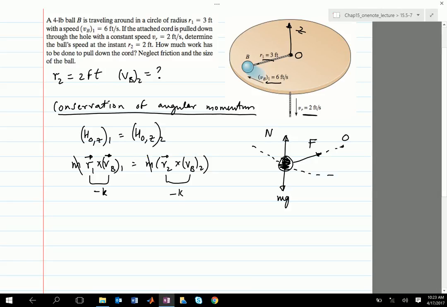So mass cancels. r is 3 times velocity 6 equals the new radius, 2 feet, times velocity v_B2. This gives v_B2 equals 9 feet per second.